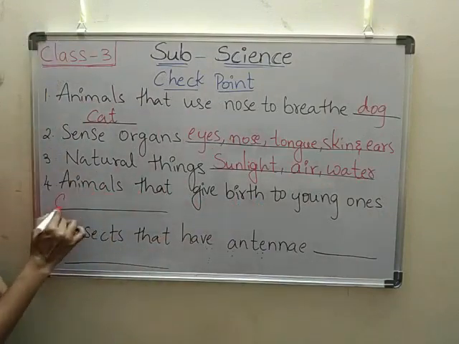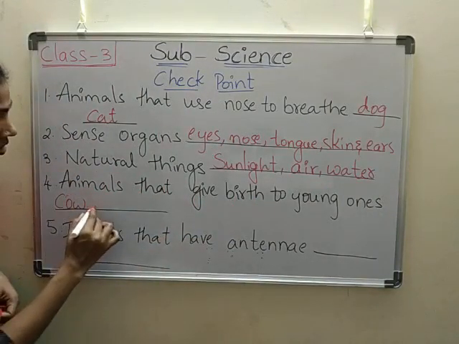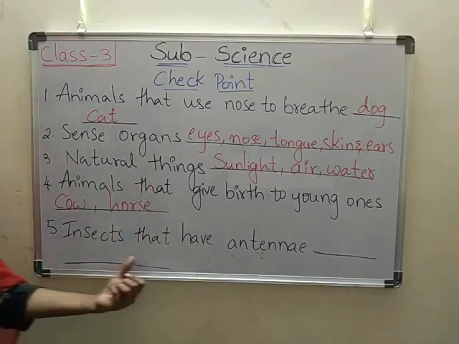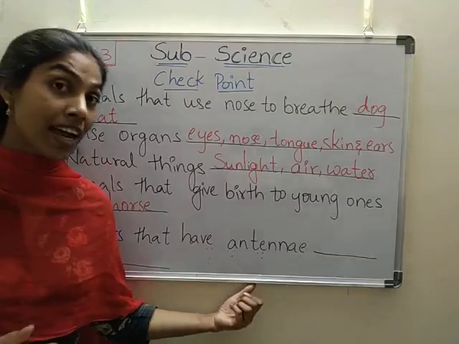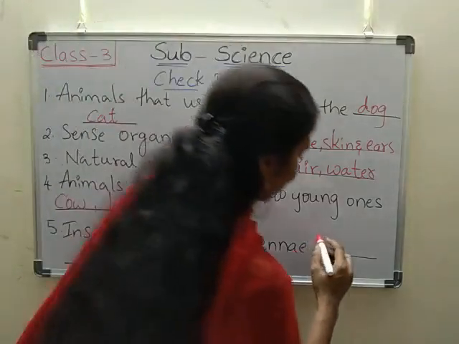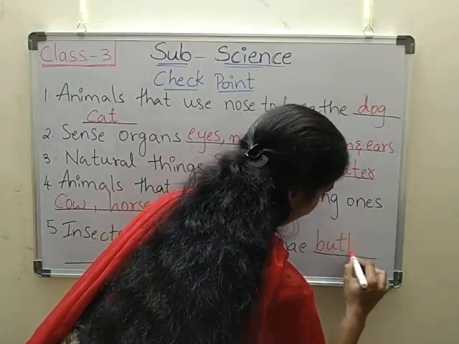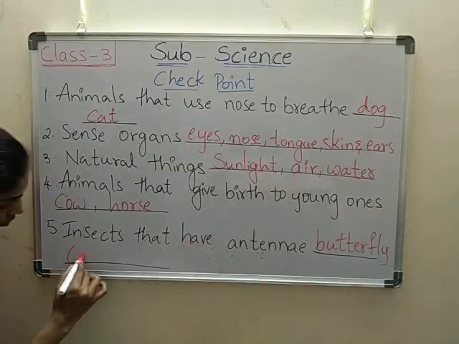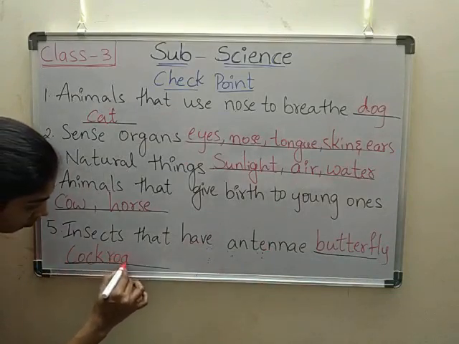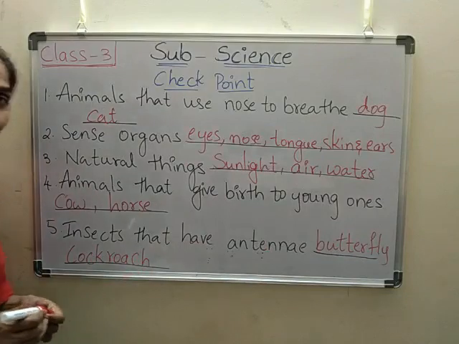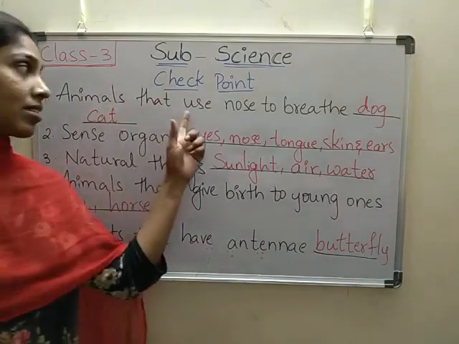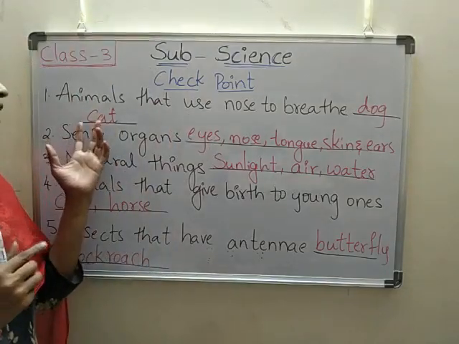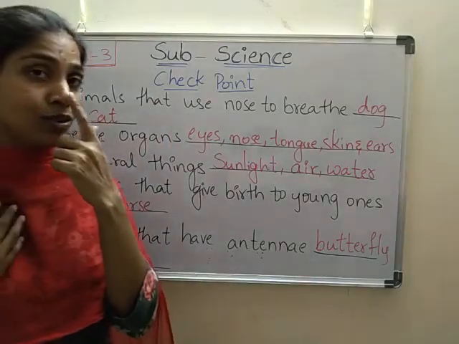Very good, children. Cow, very good. Horse. Now tell me, children, insects that have antennae. Which insects? Very good. Butterfly and cockroach. Have you understood, children? Animals that use nose to breathe. Very good. Even human beings also breathe through nose, right?